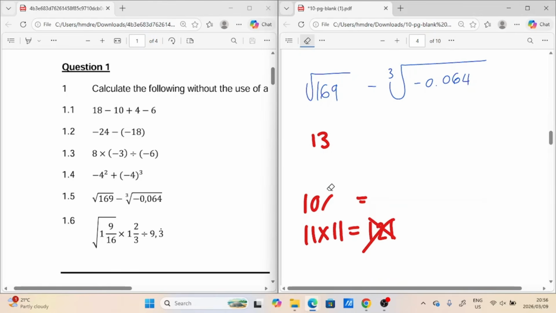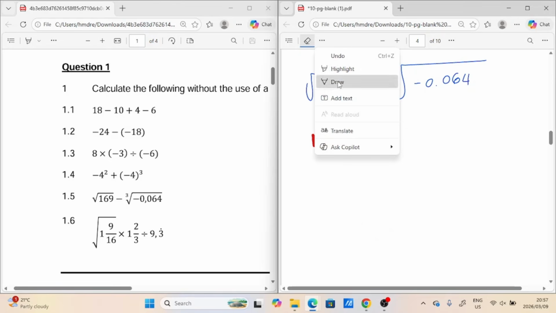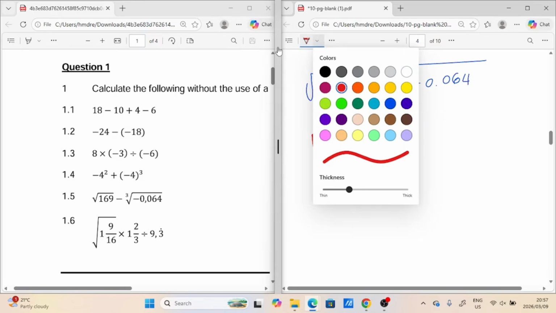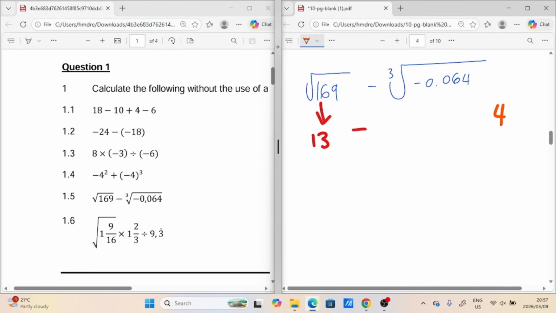And you're going to get 13 times 13 is 169. Okay, so that is pretty straightforward. That's what we get there. And then they're trying to trick us a little bit here, trying to make it a bit more tricky. Take away the cube root of 0.064. Okay, so in this previous question, we saw 4 cubed. We worked this out. So we said 4 cubed is 64. So they've done this to help us a little bit.